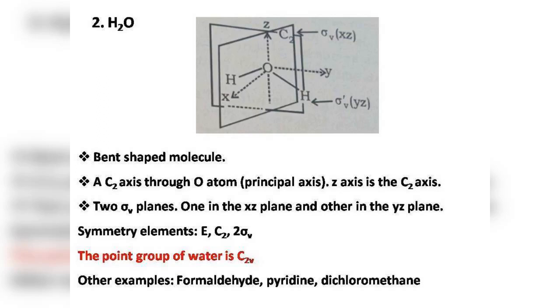There are two σv planes, one in the XZ plane and the other in the YZ plane. The symmetry elements are E, C2, 2σv. Therefore, the point group of water is C2v. Other examples for C2v point groups are formaldehyde, pyridine, dichloromethane, etc.